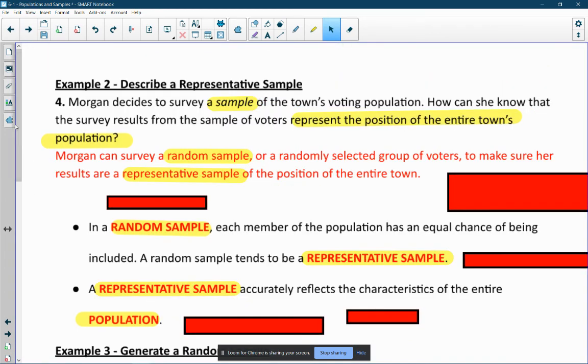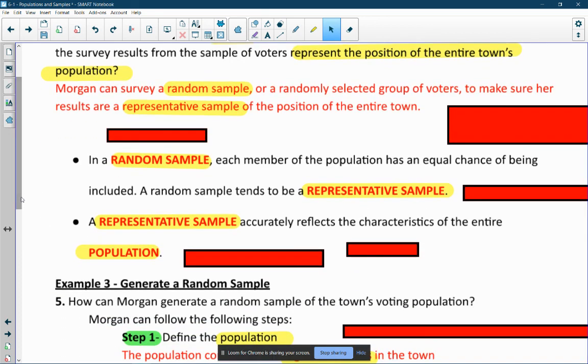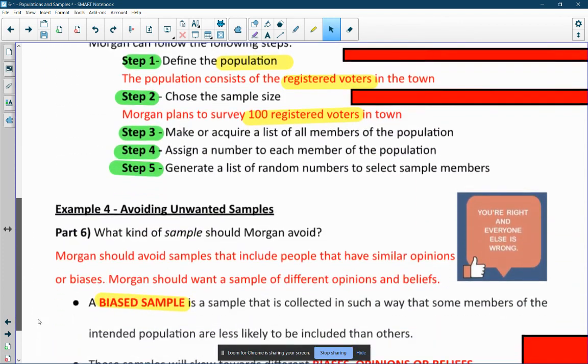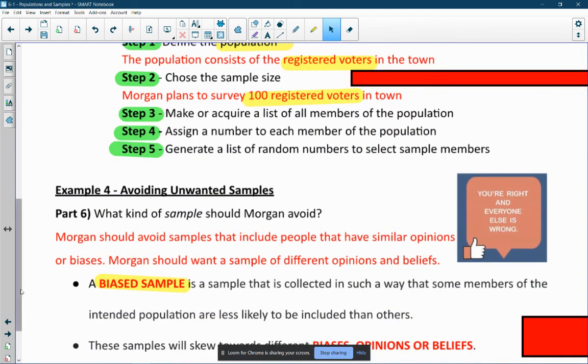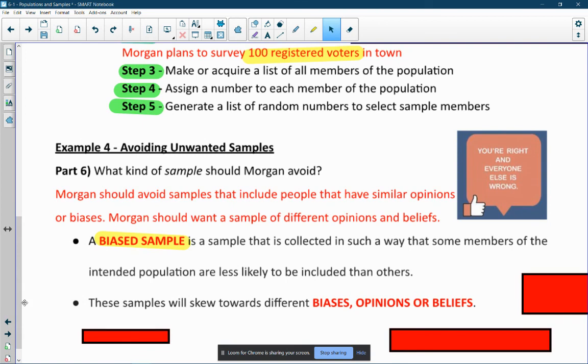We also need to know what a random sample is. We're randomly selecting people, okay? And those random samples tend to be representative samples. That means samples that represent the opinions of the entire population. And lastly, we want to avoid biased samples, samples of people that all feel the same way. They might have the same biases, opinions, or beliefs.